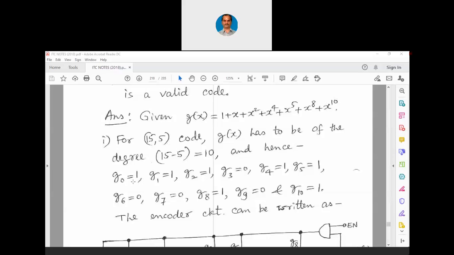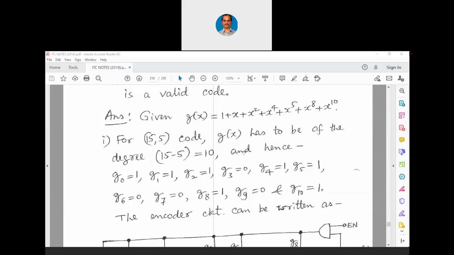Hence g0 is 1 here, because this 1 is present here. g1 is also 1, g2 is also 1, but g3 is 0. X cube term is not there. g4 is 1, g5 is 1, g6 and g7 are 0. You can see g6 and g7 are 0. And g8 is 1, g9 is 0, g10 is 1. So it is of the 10th order now.